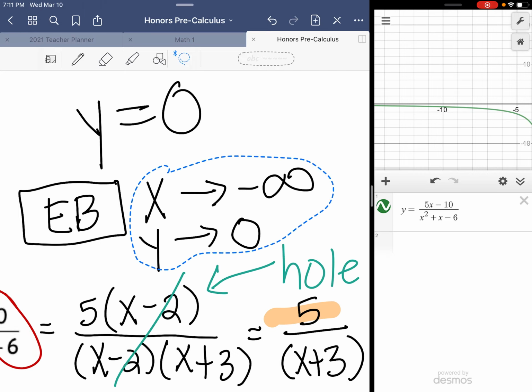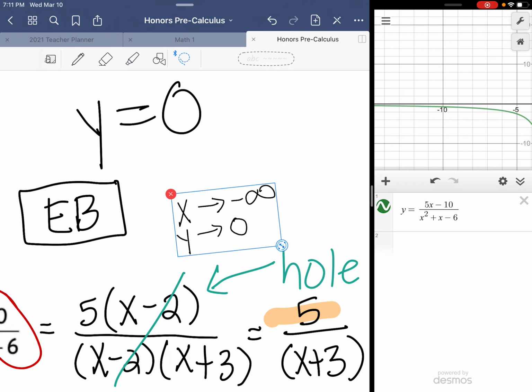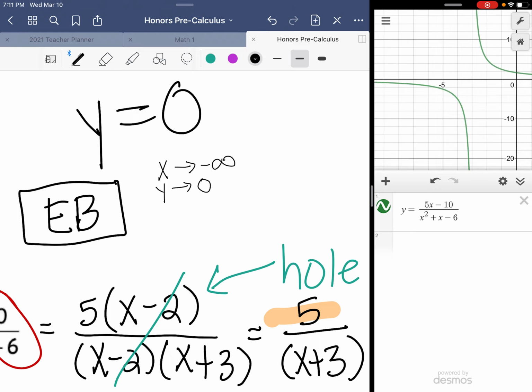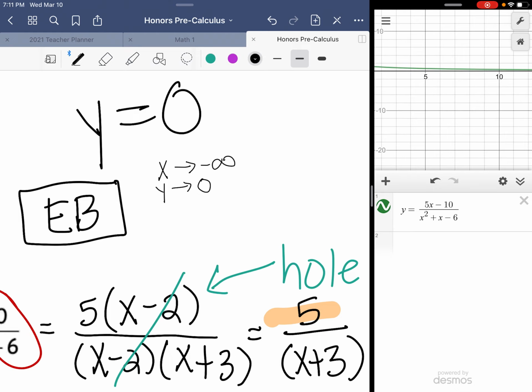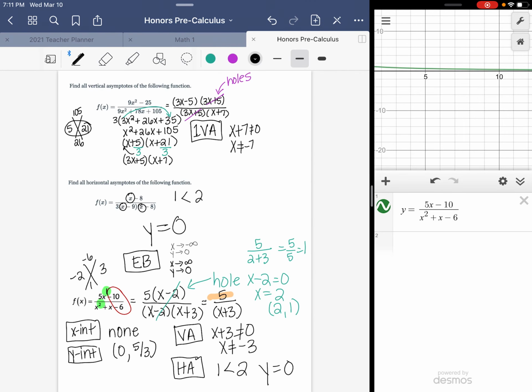So let me actually make this smaller, so I have enough room here. All right, so as x goes to negative infinity, y is going to go to 0. So now the right side, as x goes to positive infinity, my y value is also going to approach that horizontal asymptote, which is at 0. So same thing as the end behavior as it was before.